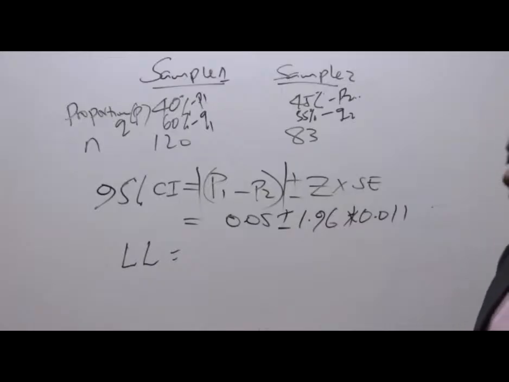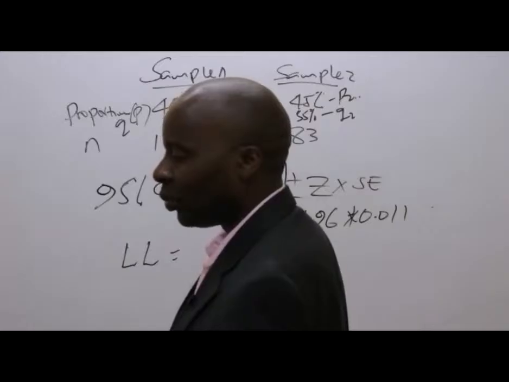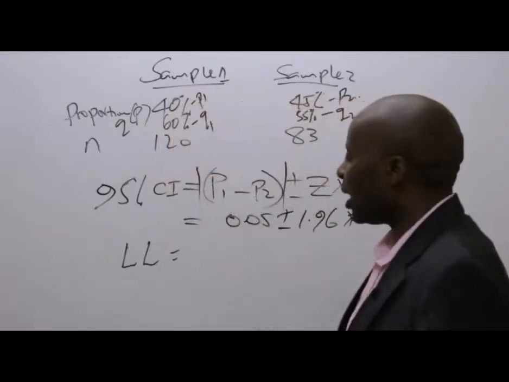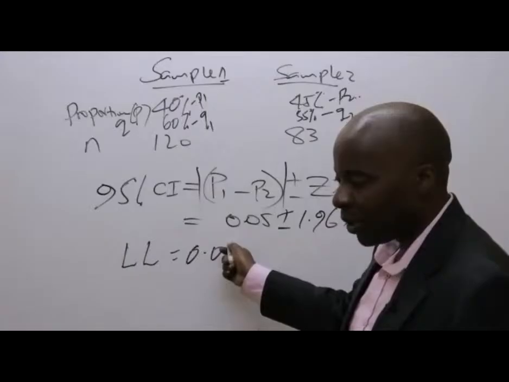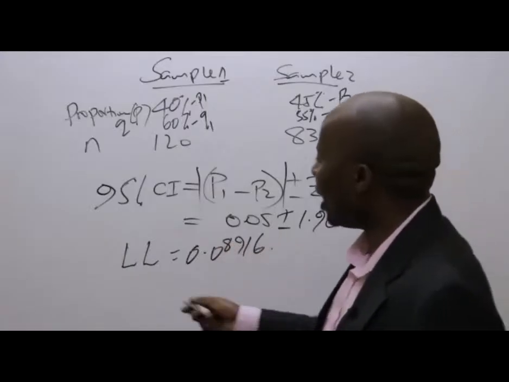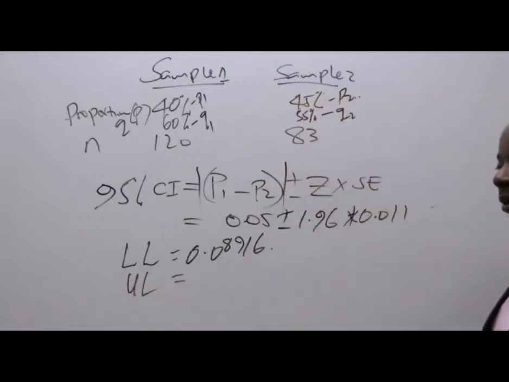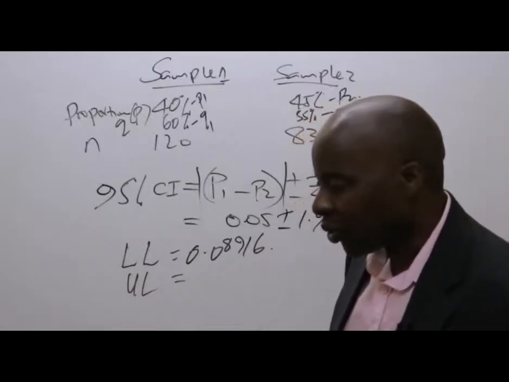So the lower limit, ladies and gentlemen, at the end of the day will give us what figure for the lower limit? I am given a lower limit of 0.0816. How about the upper limit? Upper limit I'm being given, it is 0.199.